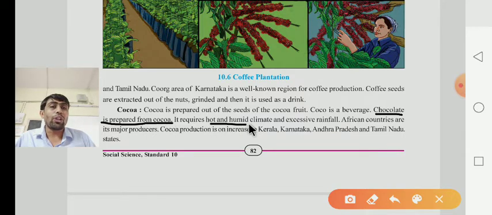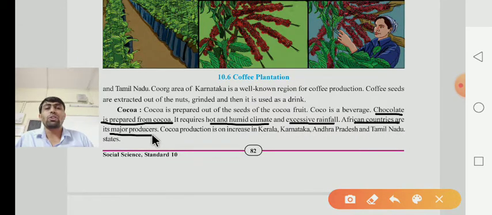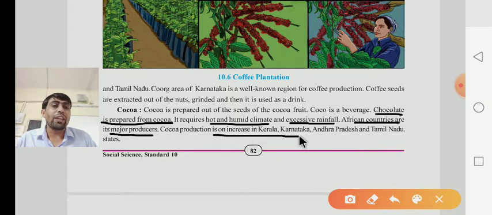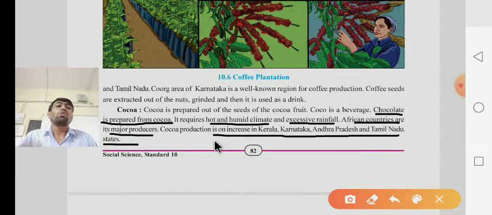It requires a hot and humid climate. Which kind of climate does cocoa require? Cocoa requires a hot and humid climate and excessive rainfall. African countries are its major producers. Which countries are the major producers? African countries. Cocoa production is increasing in Kerala, Karnataka, Andhra Pradesh and Tamil Nadu. These are the major states producing more cocoa. Which ones? Kerala, Karnataka, Andhra Pradesh and Tamil Nadu.